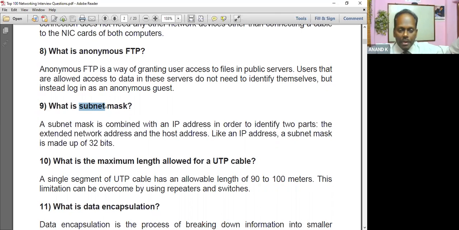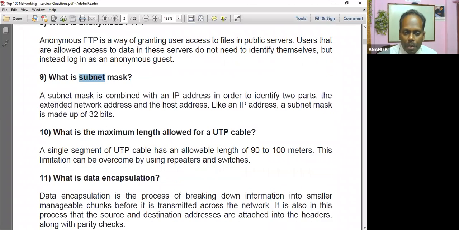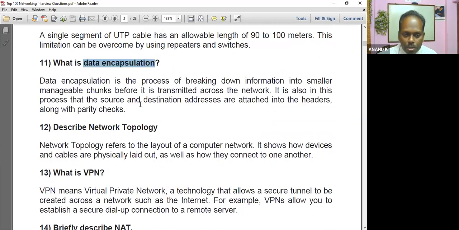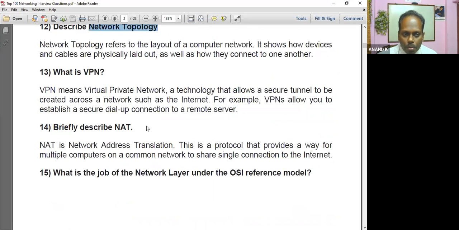IBM has a big network. For example, under that you have multiple subnets. This is how you can say subnets are there. I'll demonstrate and explain about that. Anyway, these are all physical things, typically 90 to 100 meters. What is data encapsulation? Gunshot questions. Network topology, we spoke about that. VPN, we will discuss about that. VPN also, virtual private network.